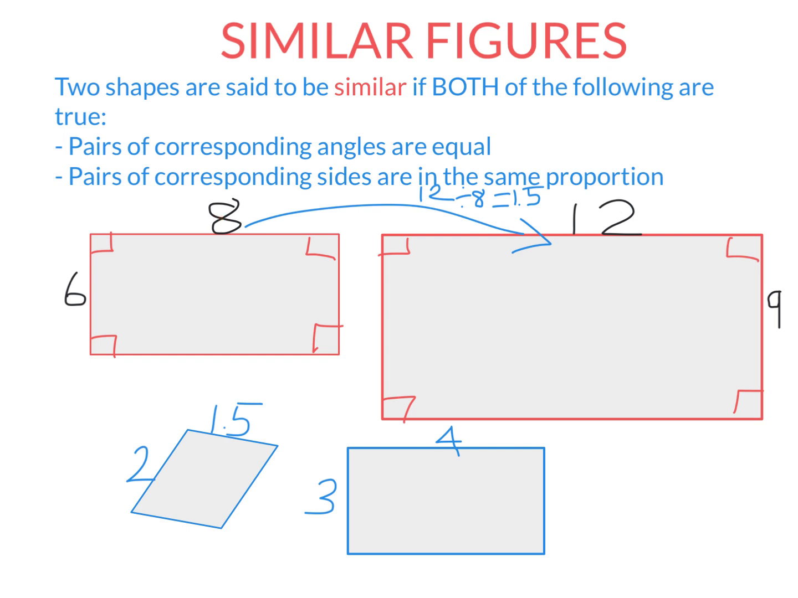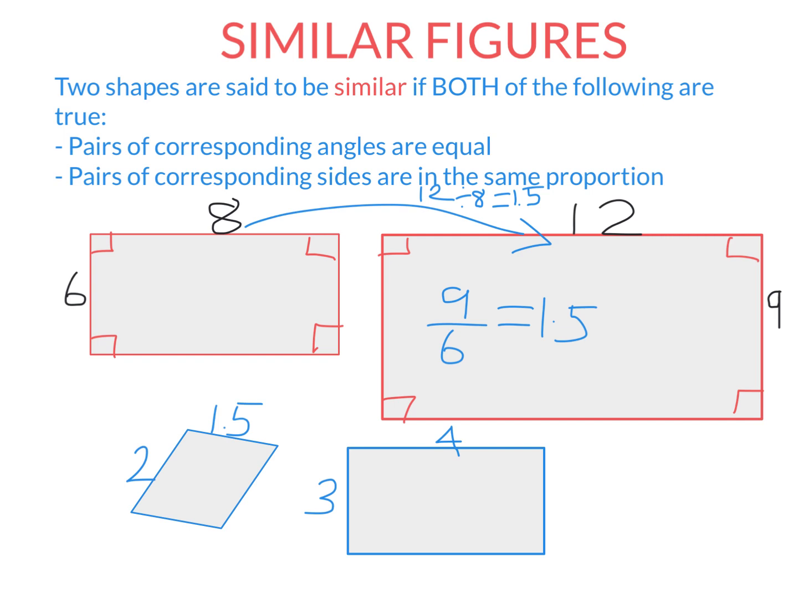So the scale factor for the largest side in each shape was 1.5. What about the shortest side in each shape? Well, it also turns out that 9 over 6 is also 1.5. So it turns out the second condition is true. For these two shapes, sides are in proportion. Another way of saying that is the scale factor is consistent. The scale factor between these two sides is 1.5. The scale factor between these two sides is 1.5.